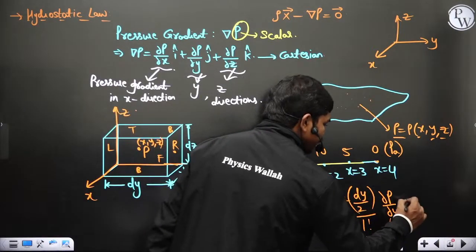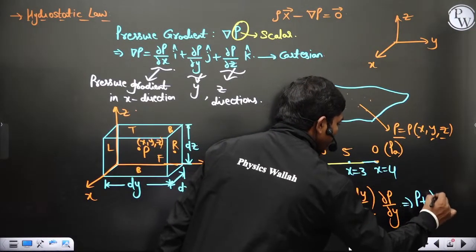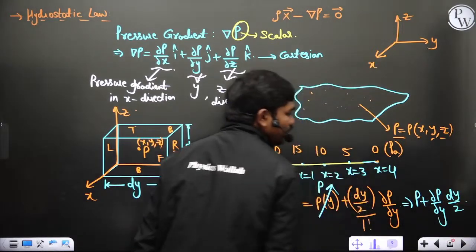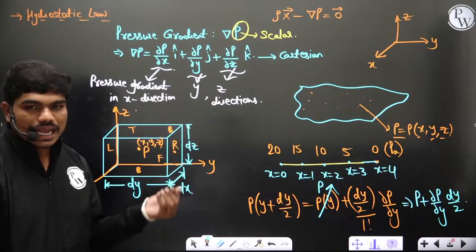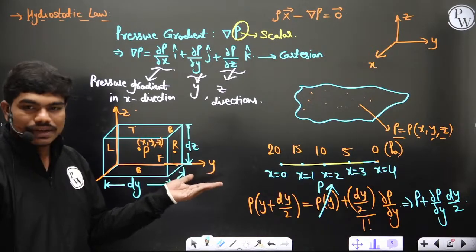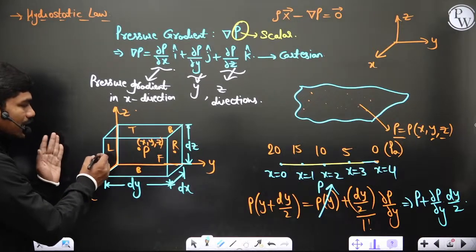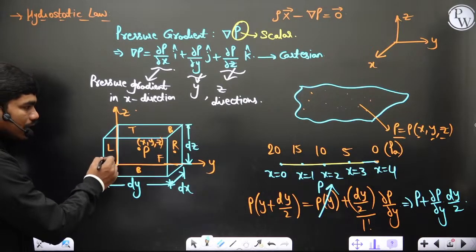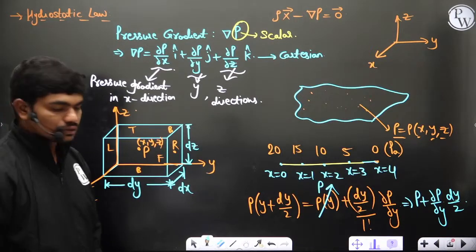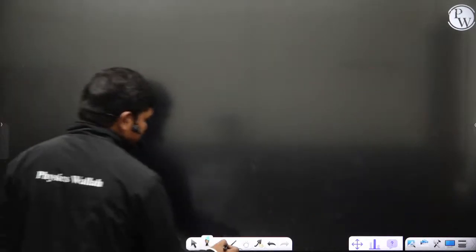So this can be written as p plus dou p by dou y into dy by 2, which is what you have here. Okay, so the pressure acting on this face from the right is p plus dou p by dou y into dy by 2. Similarly, on the left-hand side, I'll get p plus dou p by dou y into minus dy by 2, which is p minus dou p by dou y into dy by 2. So basically I'm just elaborating this.